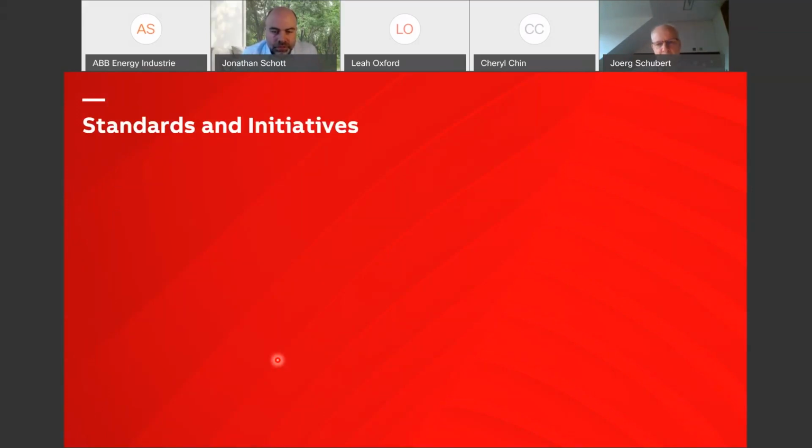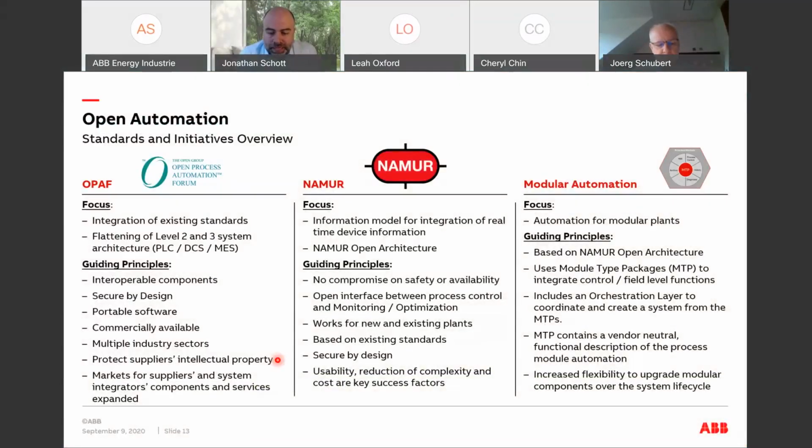Thank you, Jörg. Good morning, everyone, and good afternoon, everyone. I'm happy to guide you through the major standards and initiatives in the area of open automation. So, as you might be aware, there's multiple initiatives currently going on in several industries, some driven by customers, some driven by vendors. And these are the three major initiatives that are currently seen by us.